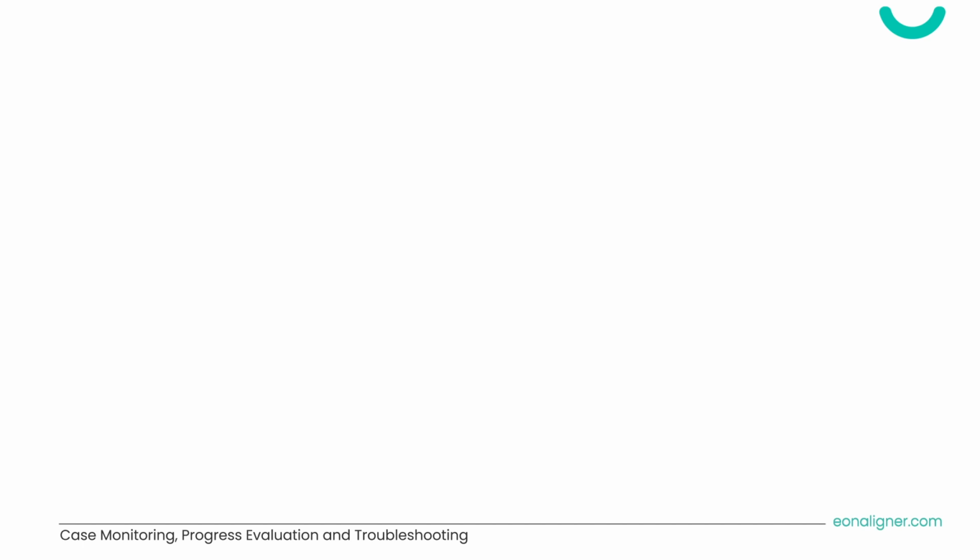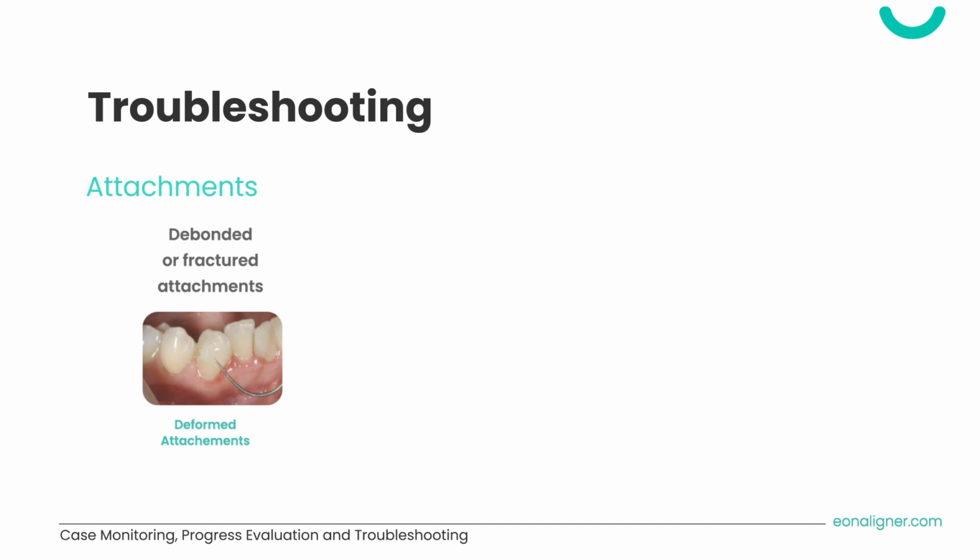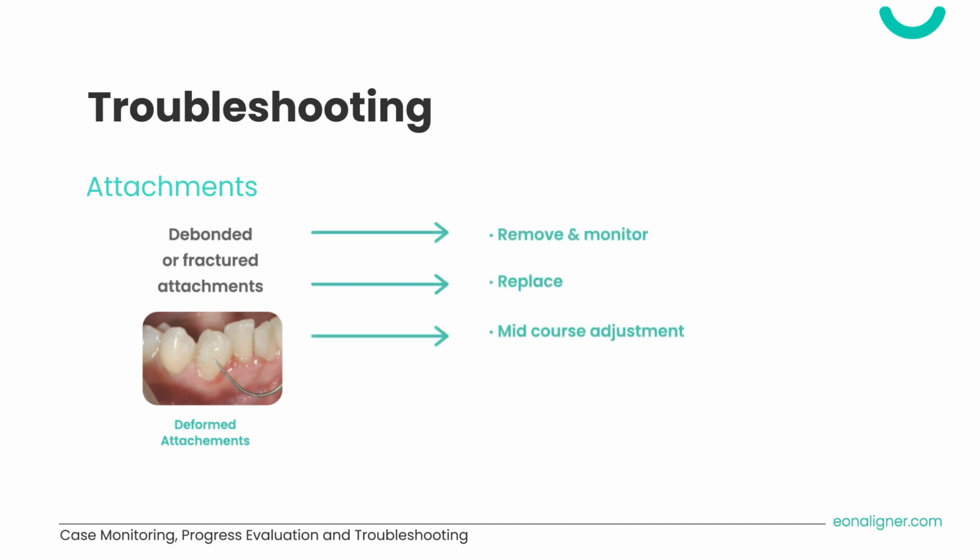If you notice that an attachment was debonded or fractured, the decision on what to do will depend on if it's an active or passive attachment. If it is a passive one, then you can simply accept its absence and proceed with the treatment while monitoring the treatment progress. On the other hand, if it is an active attachment that is vital for the predictability of the movement, you can replace it using the current aligner as a template. A less likely scenario is requiring mid-course adjustment if the previous troubleshooting options were not viable.